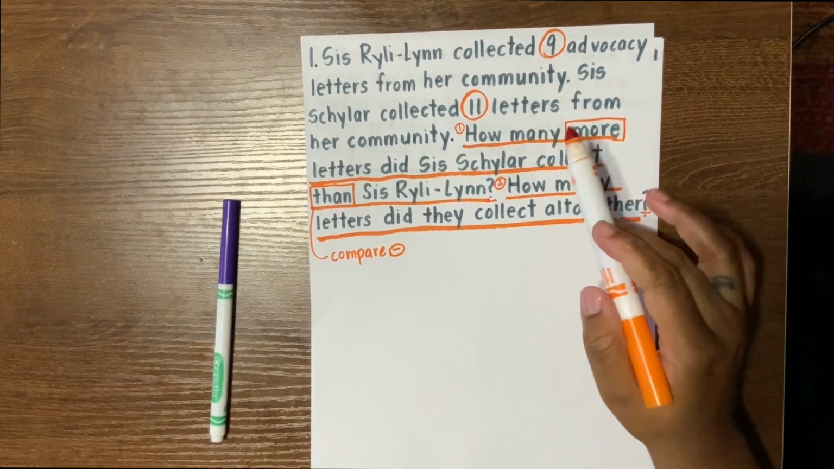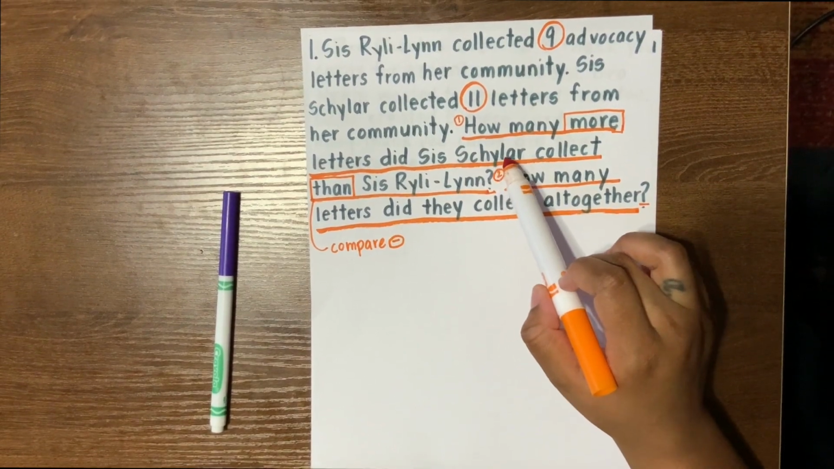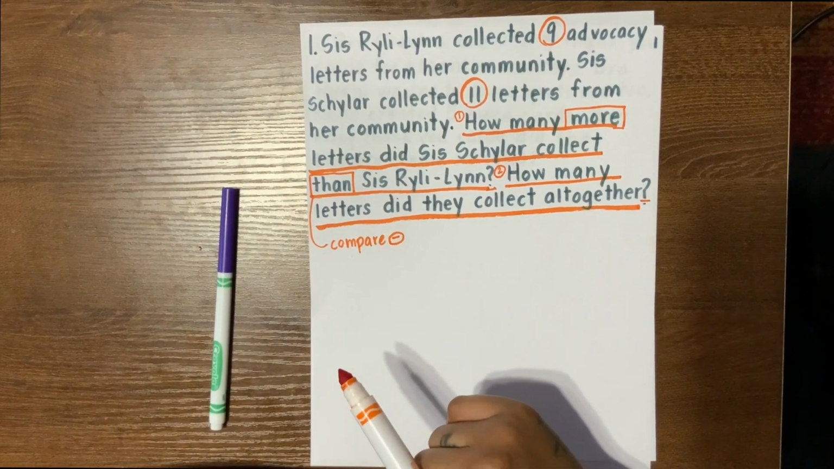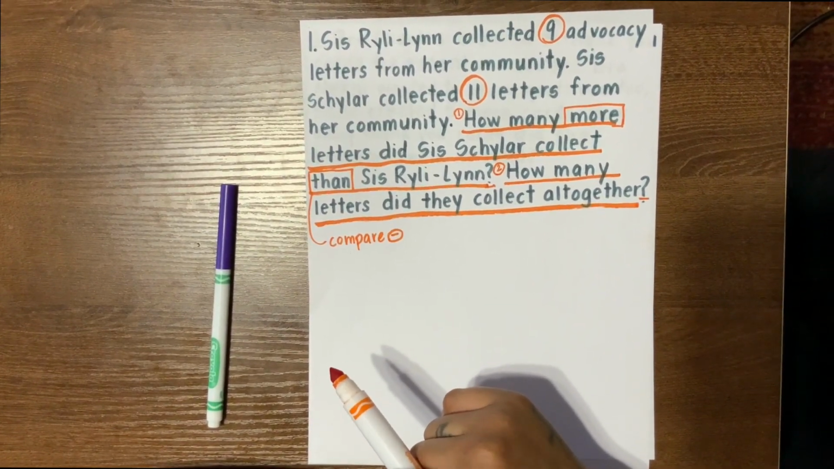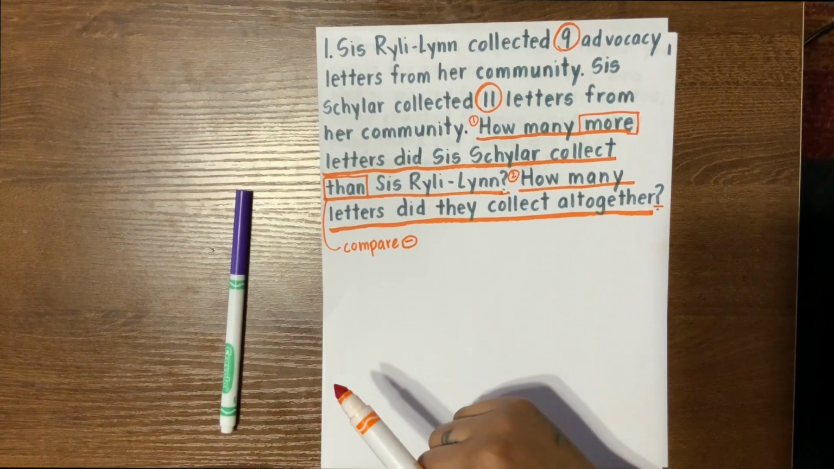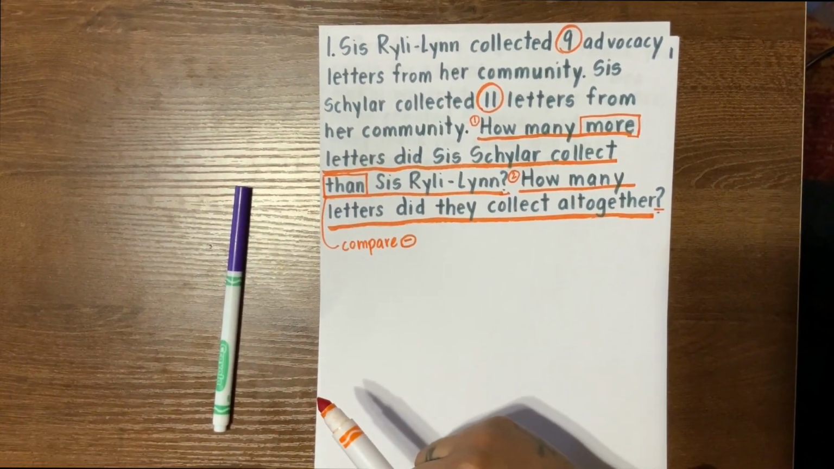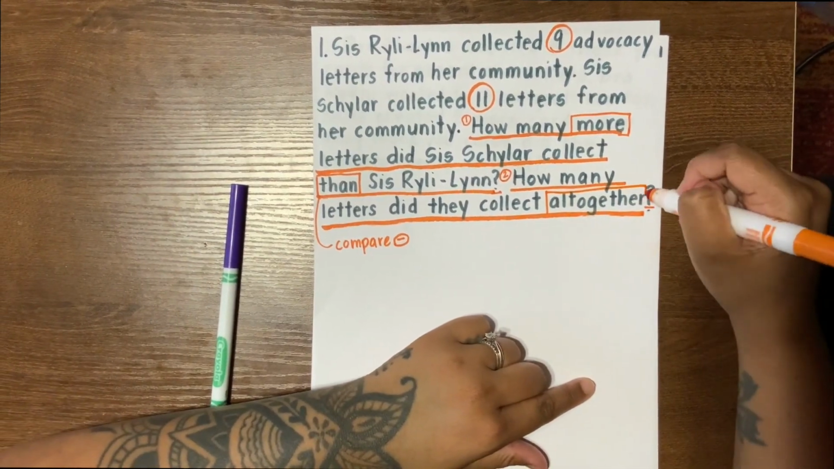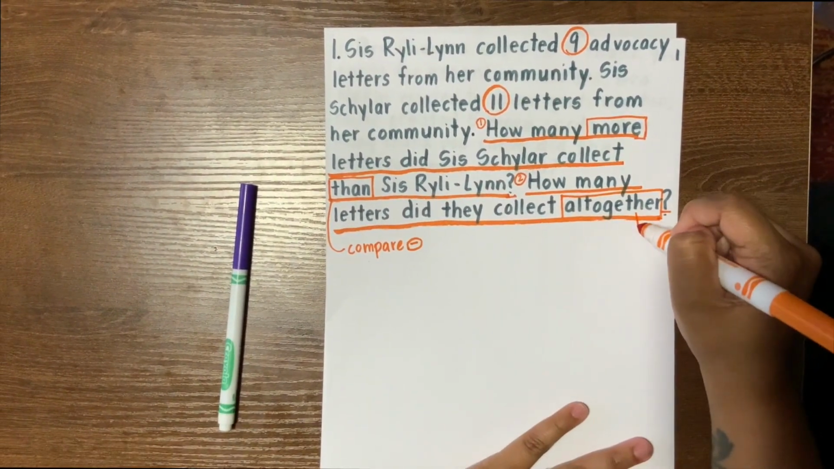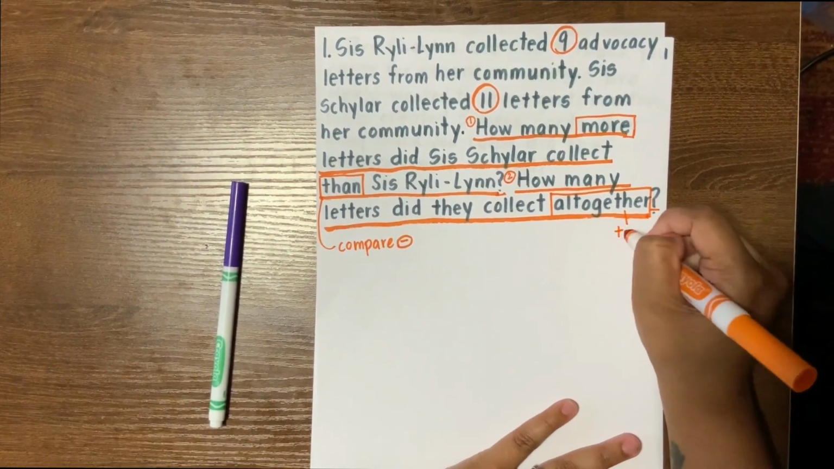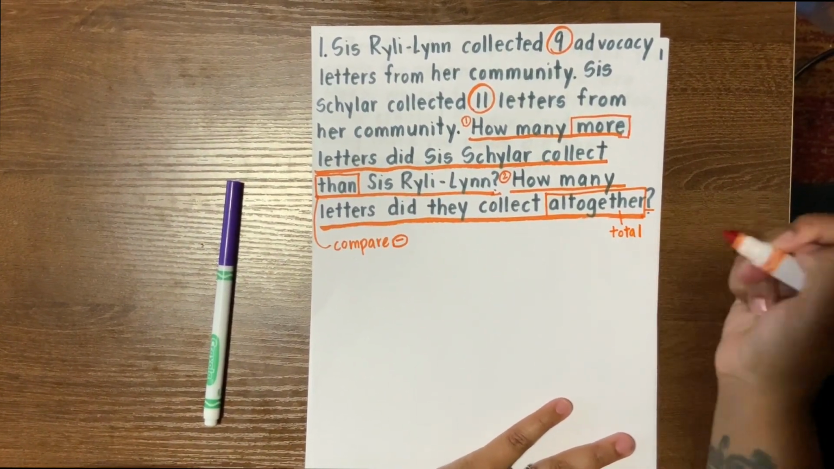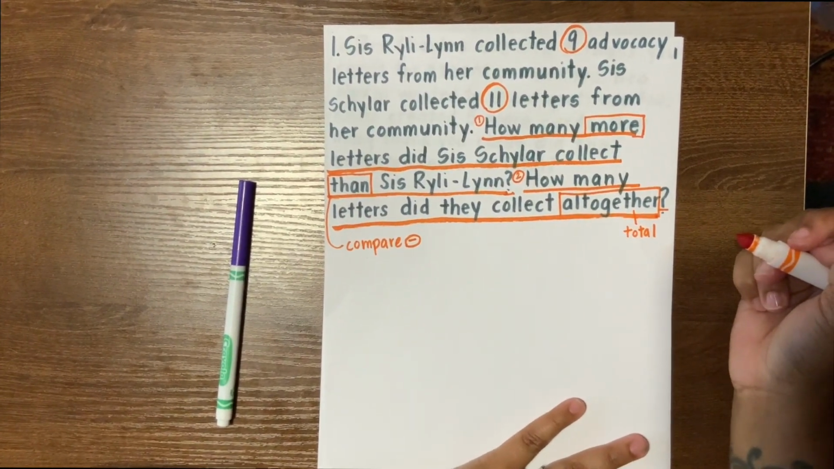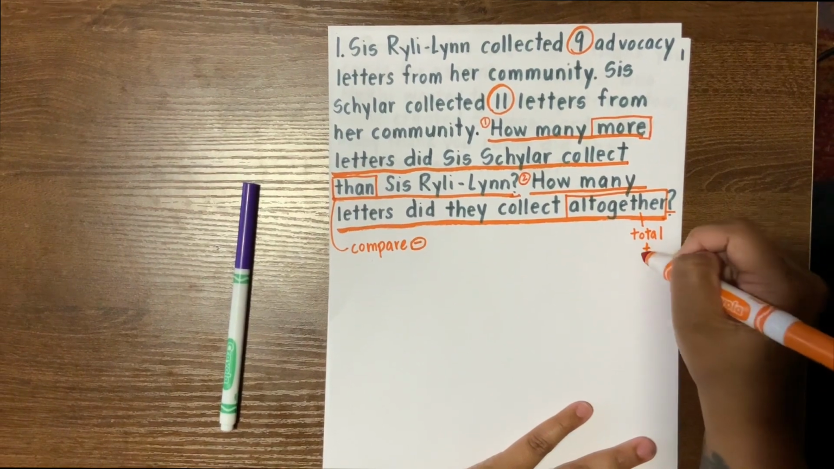All right, so I know I'm going to compare Sister Skylar's letters to Sister Riley's letters. What am I going to do for our second question? How many letters did they collect altogether? Do you see any math action words in that question? Very good. Altogether is a math action word that tells us that we are going to find a total. And if we are finding the total, Congo Nation, are we doing subtraction or addition? Very good. Our operation is addition.